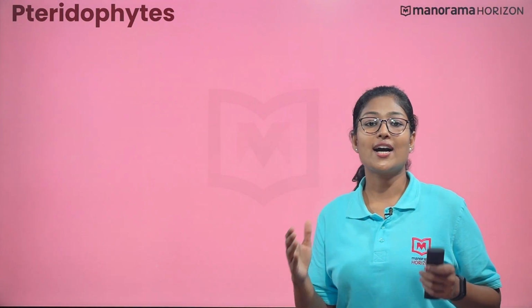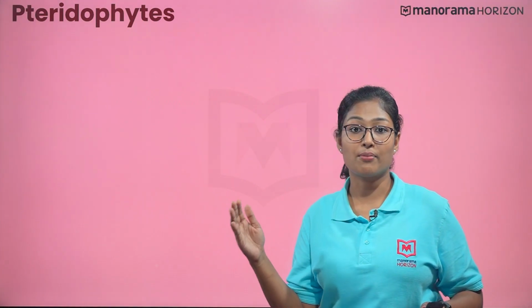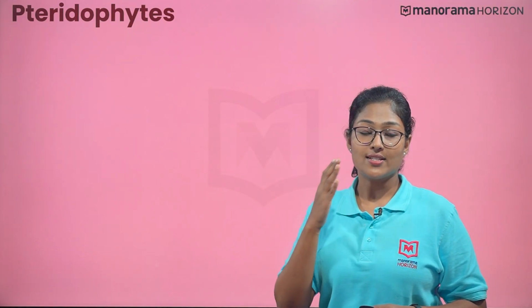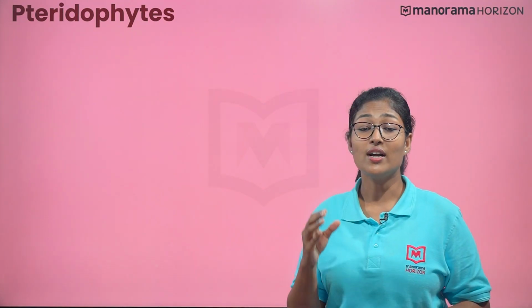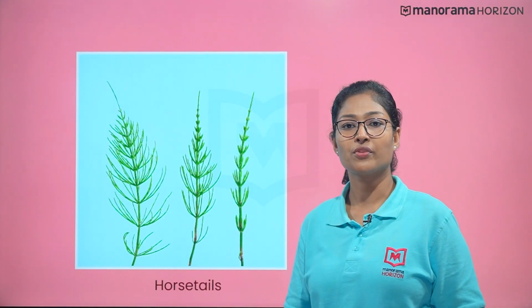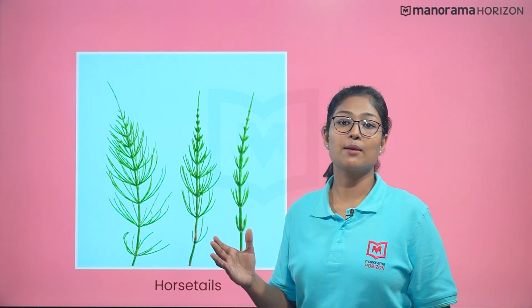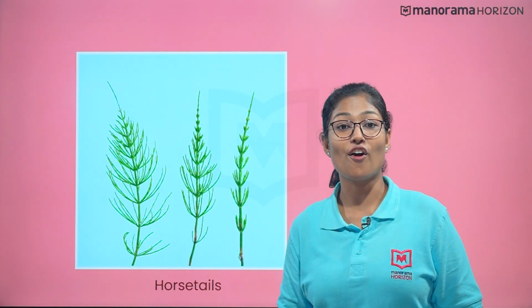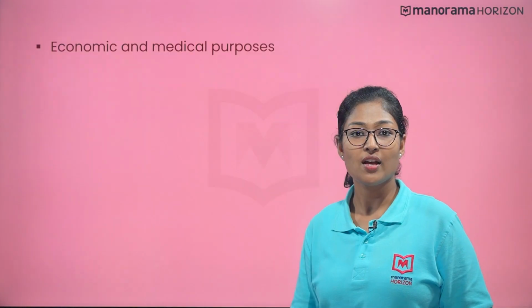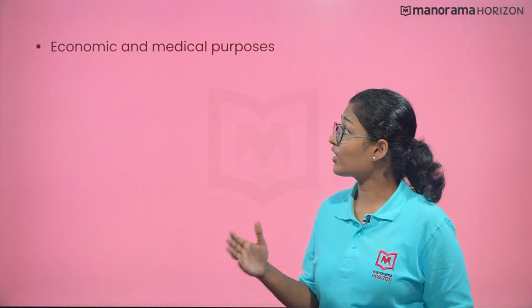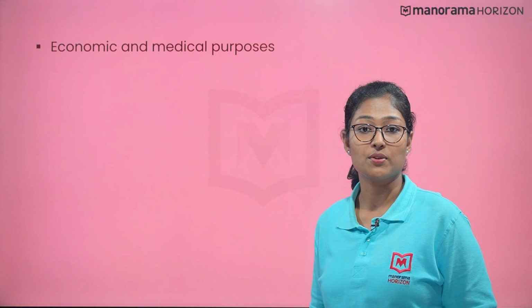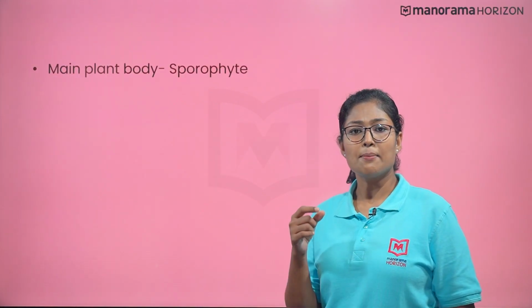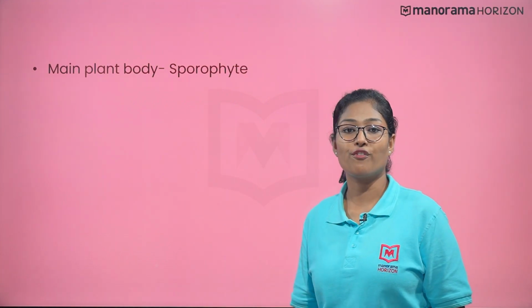So pteridophytes are an advanced plant type than bryophytes, which include horsetails and ferns. The pteridophytes are found in cool, damp and shady places. They are the first plant type to have a vascular tissue. Recall that xylem and phloem are the vascular tissues. Many pteridophytes have economical and medicinal purposes. They are soil binders too. Here, the main plant body is a sporophyte.